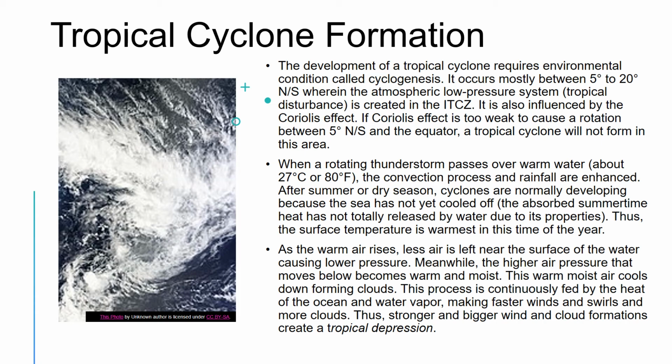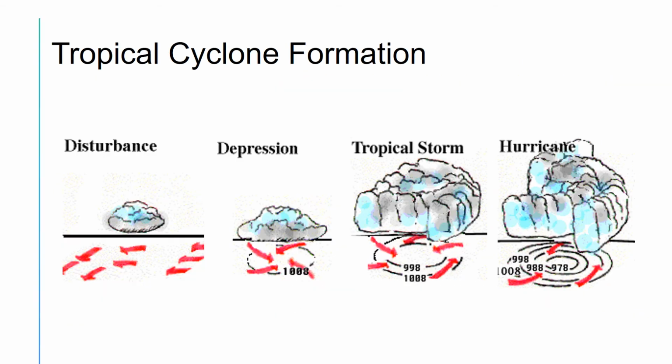So, as the warm air rises, less air is left near the surface of the water, causing lower pressure. Meanwhile, the higher air pressure that moves below becomes warm and moist. This warm, moist air cools down, forming clouds. This process is continuously fed by the heat of the ocean and water vapor, making faster winds and swirls and more clouds. Thus, stronger and bigger wind and cloud formations create tropical depression. So, ito yung ating tropical cyclone formation.